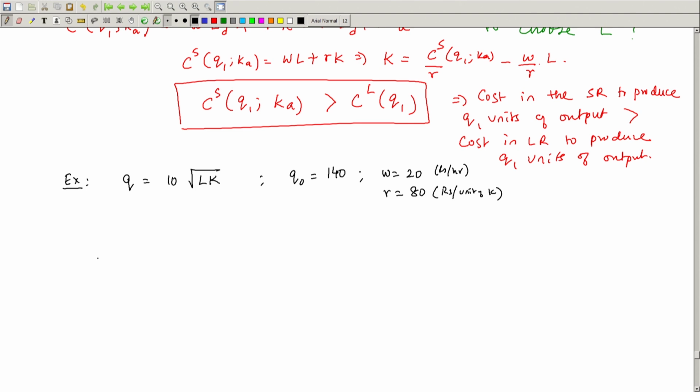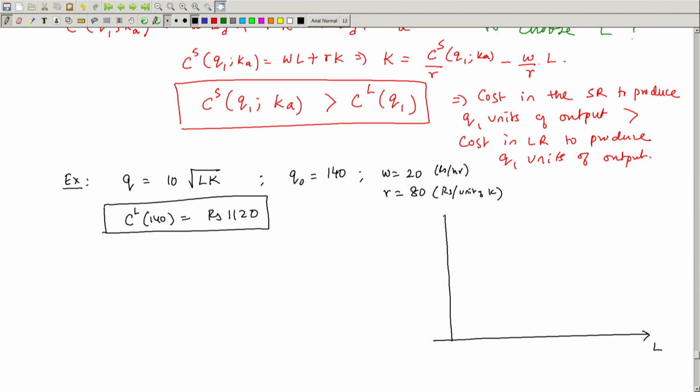Now we have solved this example. We learned that the long run cost to produce 140 units was rupees 1120. We have already solved this example, right? And to represent this in the picture, if you recall, you had the isoquant Q0 equals 140 and we had the isocost line, and we solved for the amount of labor and the amount of capital. The amount of labor was 28 and the amount of capital was 7, right? So this was the long run problem.